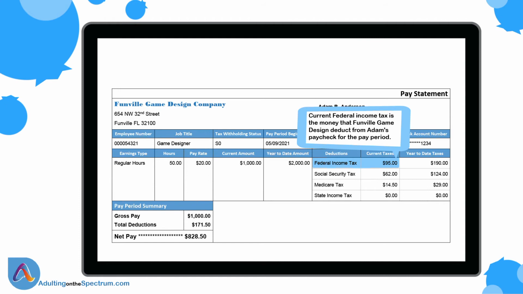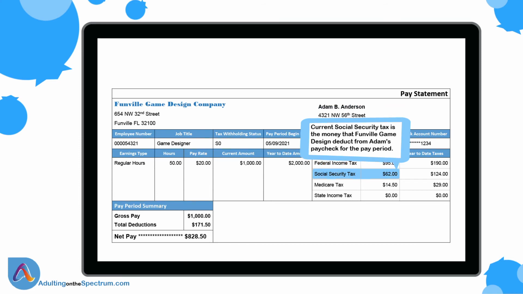Current federal income tax is the money that Funville Game Design will deduct from Adam's paycheck for the current pay period. Current Social Security tax is the money that Funville Game Design will deduct from Adam's paycheck for the current pay period.